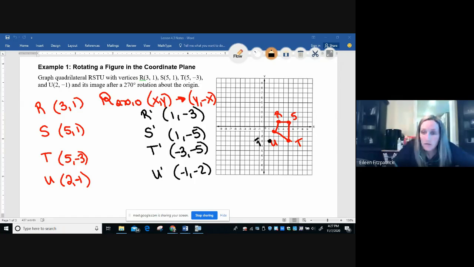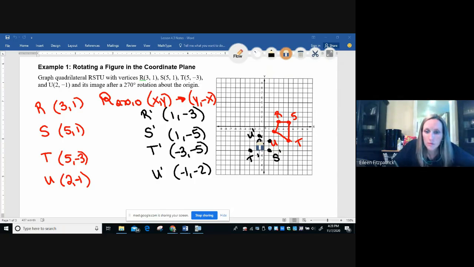That's your R prime. Then 1, -5, that's your S prime. Then -3, -5. I'm going to have to erase. Maybe I should label them over here. This is going to be T prime. This is going to be, oh no, that's S prime. Sorry. This is S prime. This is T prime. And then finally, -1, -2. And that's going to be U prime.